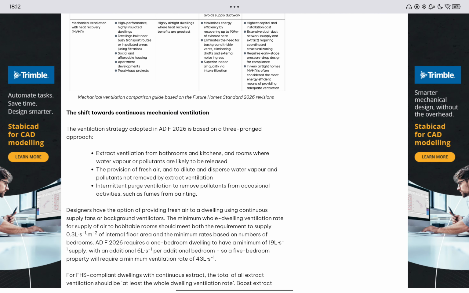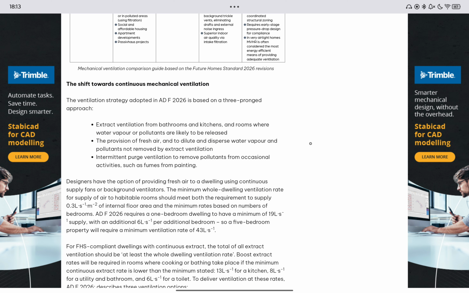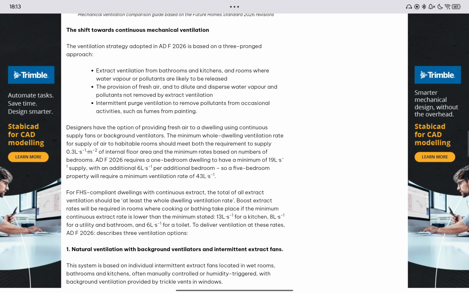The shift towards continuous mechanical ventilation. The ventilation strategy adopted in ADF 26 is based on a three-pronged approach. Extract ventilation from bathrooms, kitchens and rooms where water vapour or pollutants are likely to be released. The provision of fresh air to dilute and disperse water vapour and pollutants not removed by extract ventilation. Intermittent purge ventilation to remove pollutants from occasional activities such as fumes from painting.